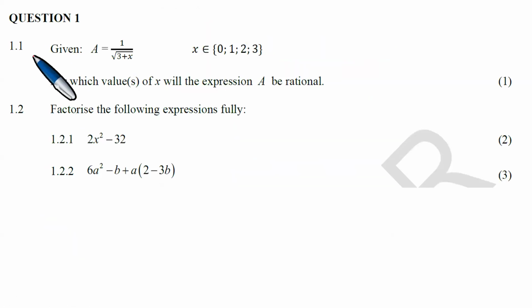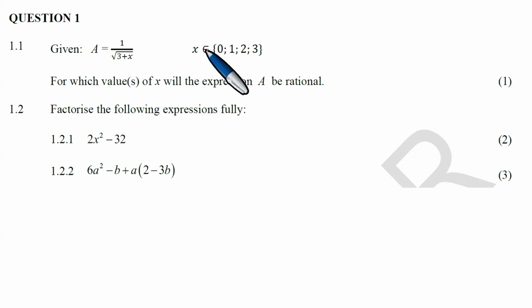Right, here is question 1.1. Given a equals 1 divided by the square root of 3 plus x. Now, x is an element of the set with the elements 0, 1, 2, and 3. For which value or values of x will the expression a be rational, for 1 mark? So we must choose the values of x for which a is going to be rational. So how do we choose this?